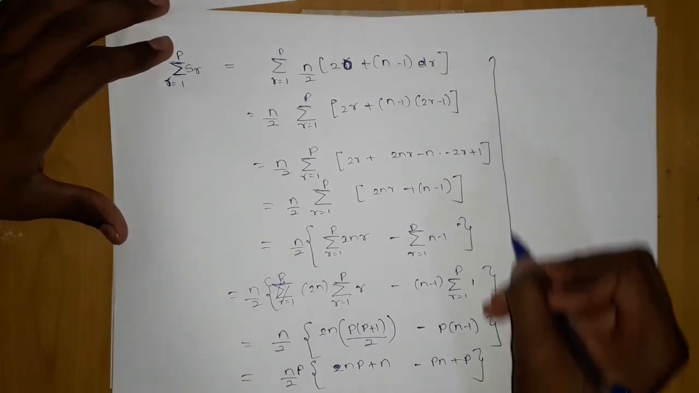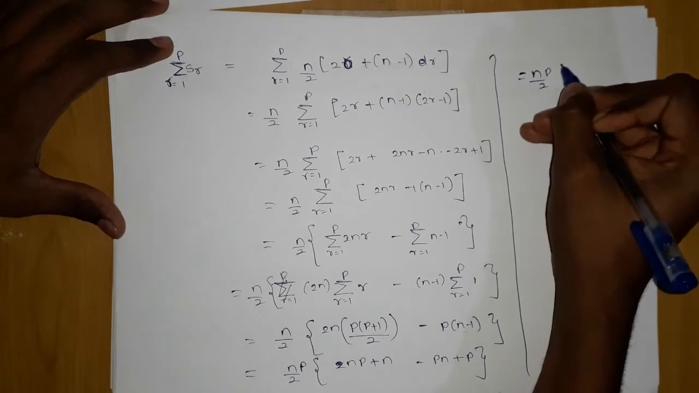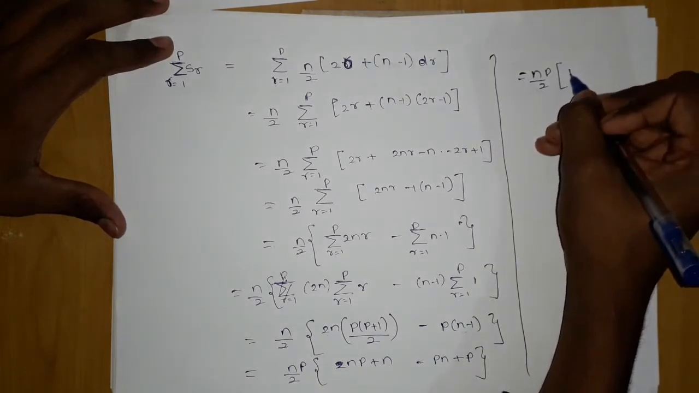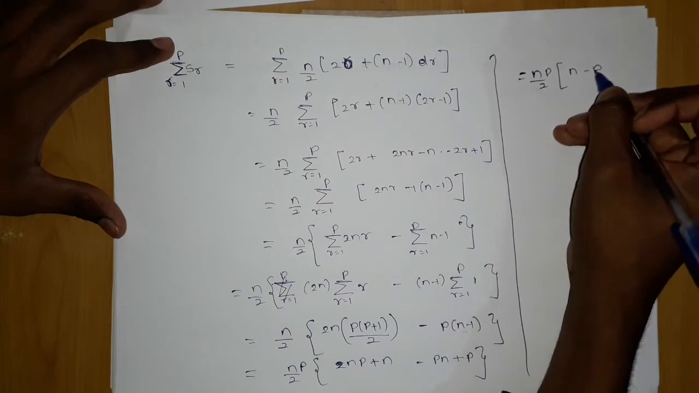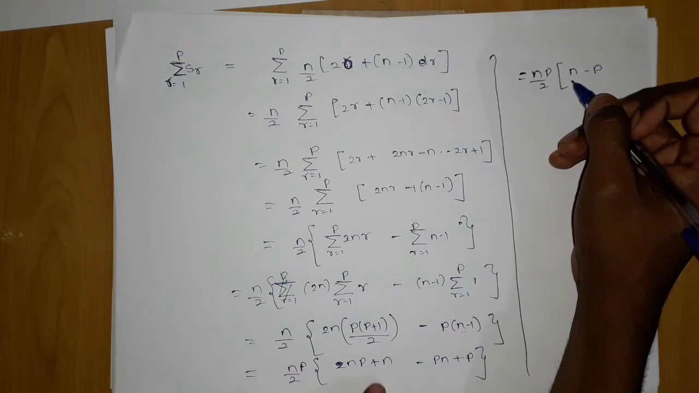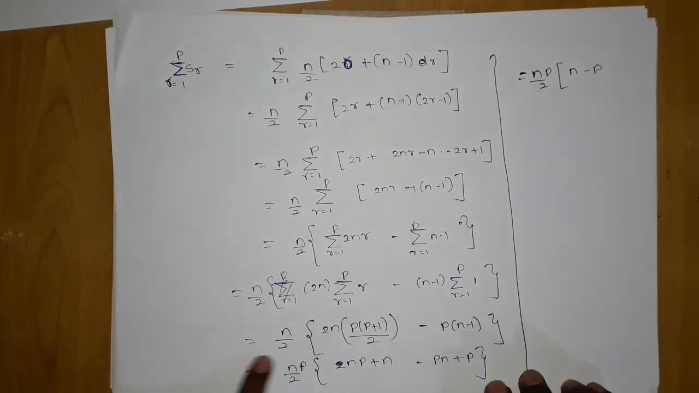Now let me solve it here. What we have? np by 2, np will cancel out, giving me n minus p. This is n, this is 2n, p move out, 2np. It will, 2 cancel out.